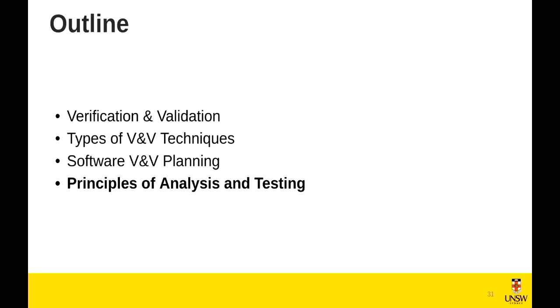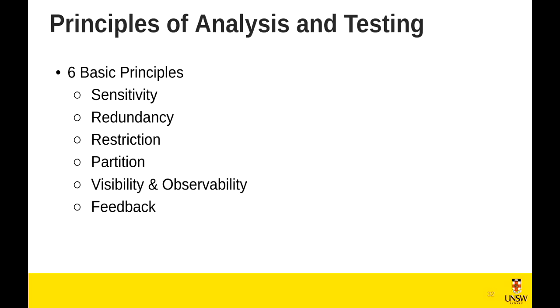Let's come to the last one, the principles of analysis and testing. There are 6 basic principles for testing. The first one is called sensitivity. The second one is redundancy. The third one is restriction. The fourth one is partition. The fifth one is visibility and observability. And the last one is called feedback.